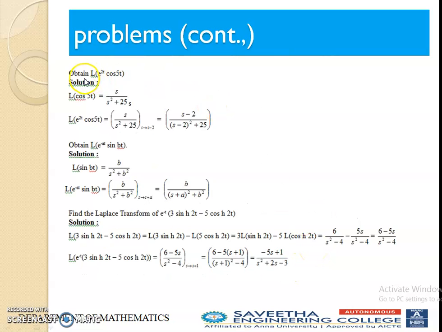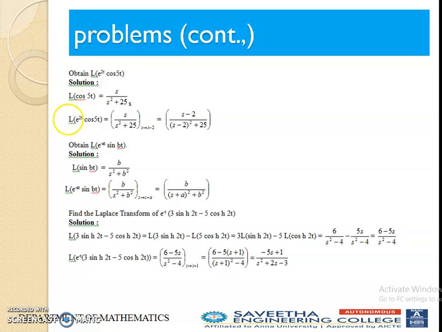The next one is L of e power 2t cos 5t. This is a multiple of e power 2t into cos 5t. These are shifting properties. Shifting property means we first write the formula for cos at. What is cos at? S by s square plus a square. Then replace s in terms of s plus a or s minus a. What is a here? 2, so we replace s with s plus 2 or s minus 2.